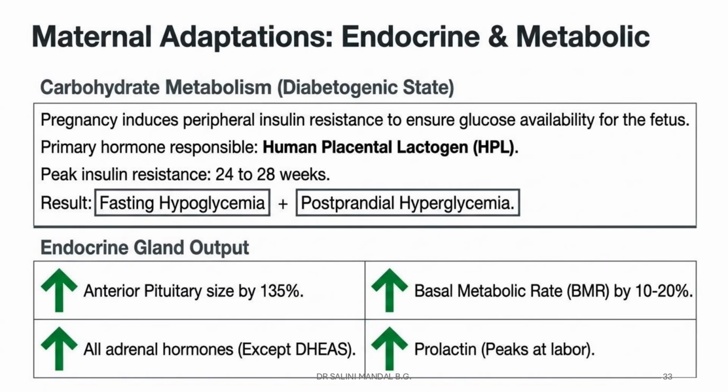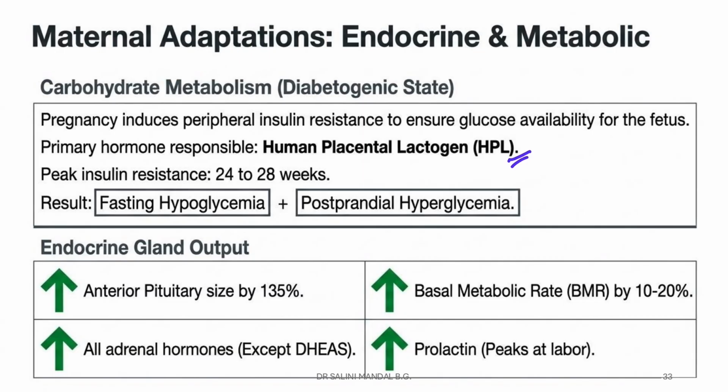It will be more in the body, and the primary hormone responsible for this is the human placental lactogen. Okay, human placental lactogen, and the time when it peaks is the 24th to 28th week. Because of that, we are going to have a fasting hypoglycemia and a postprandial hyperglycemia.